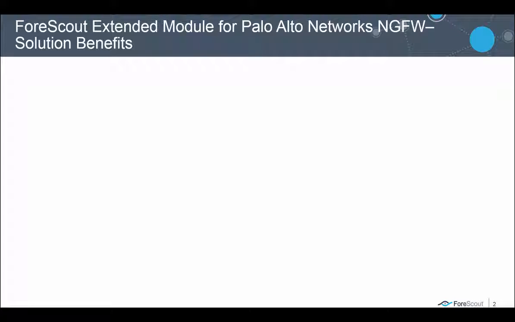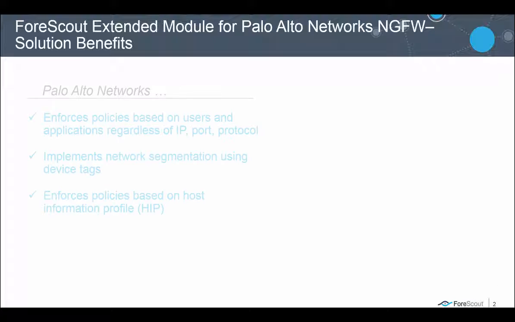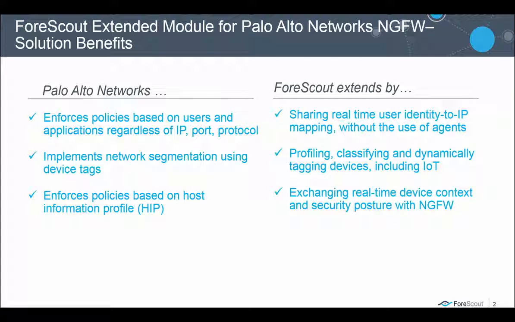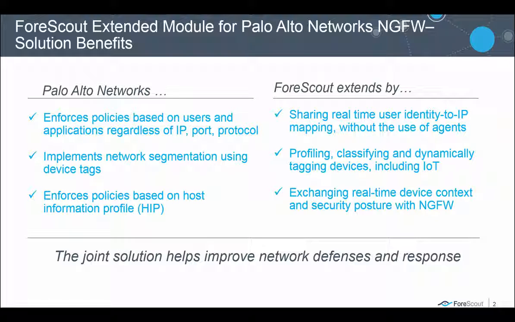So what are the joint solution benefits? Well, ForeScout extends the Palo Alto Next-Gen Firewall solution by sharing real-time user identity to IP mapping, by profiling, classifying, and dynamically tagging devices, including IoT devices, and lastly, by exchanging real-time device context and security posture with the Next-Gen Firewall. Overall, this solution will allow you to dynamically segment network resources, provide secure access regardless of location, and enforce identity and context-aware security policies, thereby reducing your attack surface and improving network defenses and responses.